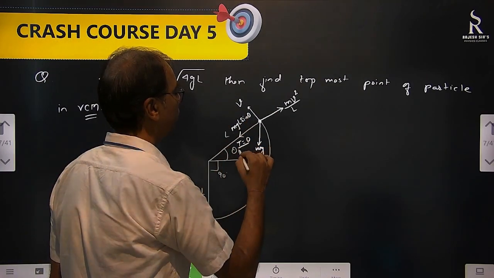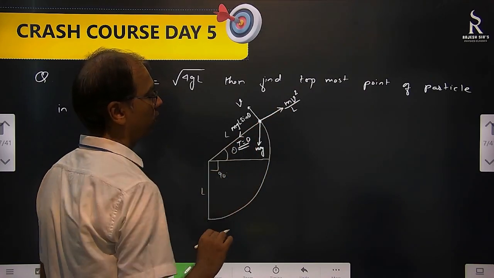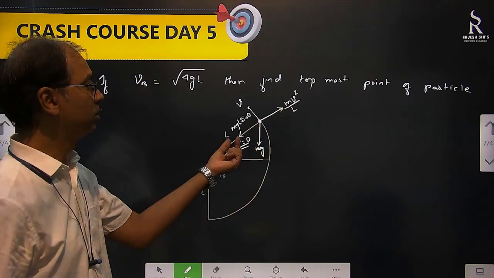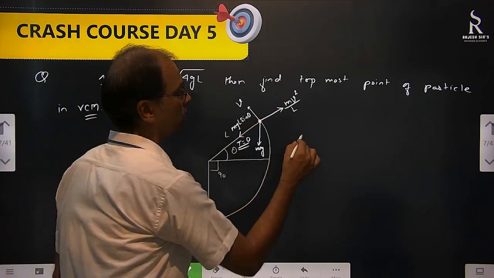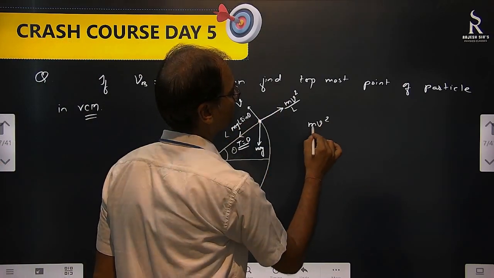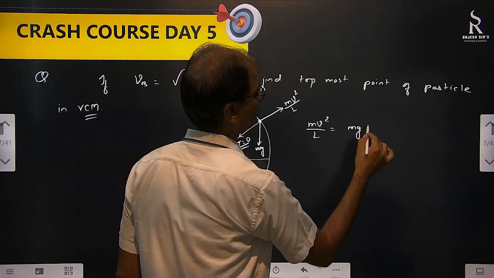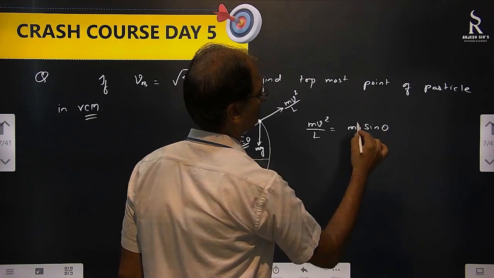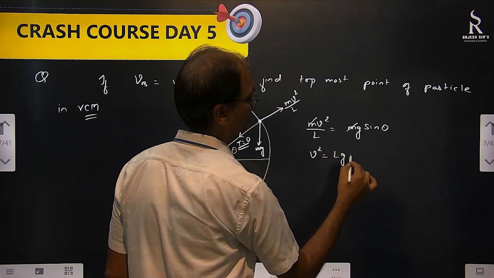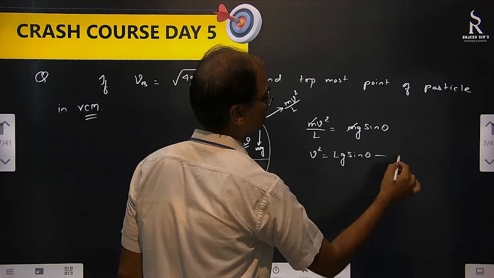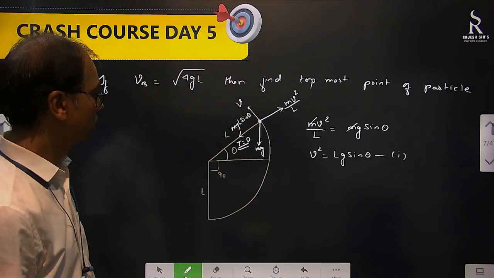At the topmost point, tension is 0. So mg sine theta and mv square by L: because tension has become 0, mv square by L will be balanced by mg sine theta. So mv square by L equals mg sine theta. m gets cancelled. So what is v square? Lg sine theta. First thing we got.